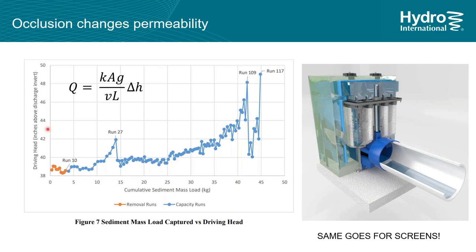You can see this is the test report for this product, which is another version of the upflow filter. And you can see that the driving head is going along, and then all of a sudden it starts to increase. And then after run 27, it goes back down. And now it's kind of been reset. Well, what's happening here? This product is designed to have a backwash reservoir at the very top. And after every storm event, or in this case, every laboratory test, it drops this water back down through the filters at a velocity that clears off the surface of the filters.